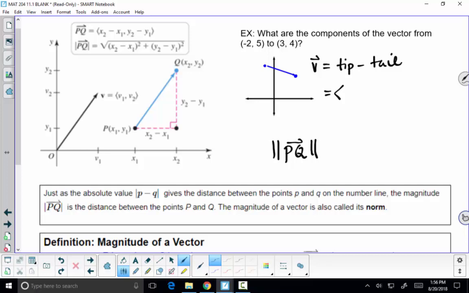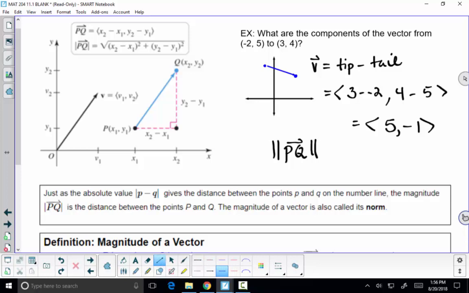So we do tip minus tail. We're going to do 3 minus negative 2: the change in the x's and then the change in the y's. This gives us the displacement vector between those two points. So our vector in component form is this. That's a little roadmap that tells you if you start at the initial point and want to get to the terminal point, you go over 5, the displacement in the x direction, and then down 1, the displacement in the y direction.